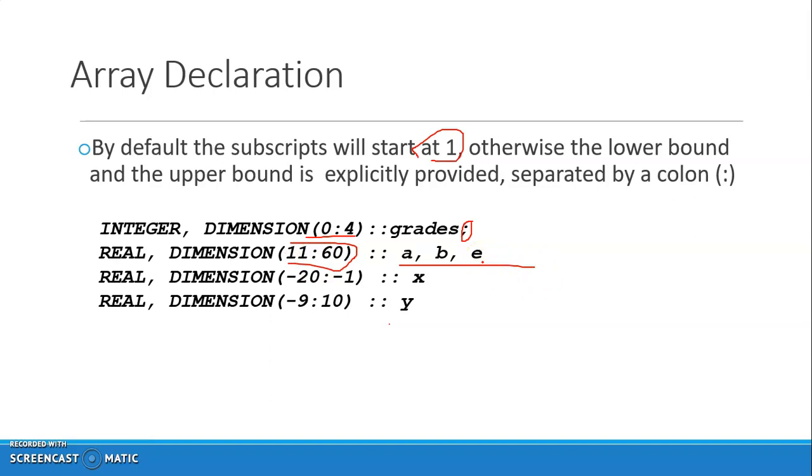That's 50 elements. Here we're also showing you that we can have indices that are negative. You can specify from -20 up to -1. This one is declaring 20 elements, from -20 up to -1. And this one is starting from negative to positive, so -9 up to 10. So this is how you can alter the default behavior of your subscripts.